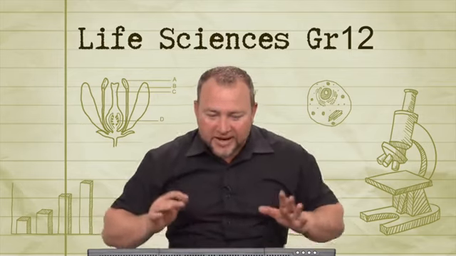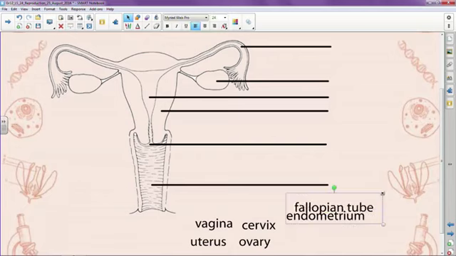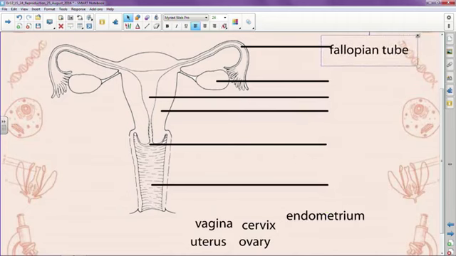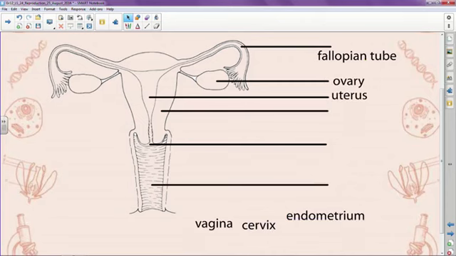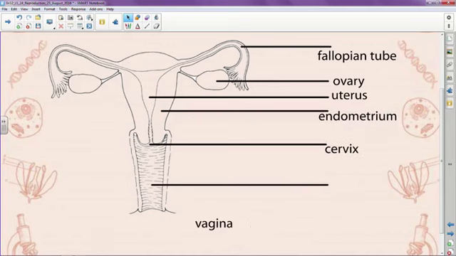Okay, let's have a look. Now I'm going to change it again. I like changing things. Okay, firstly, number one, I would say right up here is the fallopian tubes. I'm just going to put it a bit lower, the fallopian tubes. Then you've got your ovary, which is that one over there, right? You get your uterus, which is that one inside there, okay? You get your endometrium wall, which is that one there. You get your cervix, which is that one there. And the last one, you get your vagina, which is that one there.